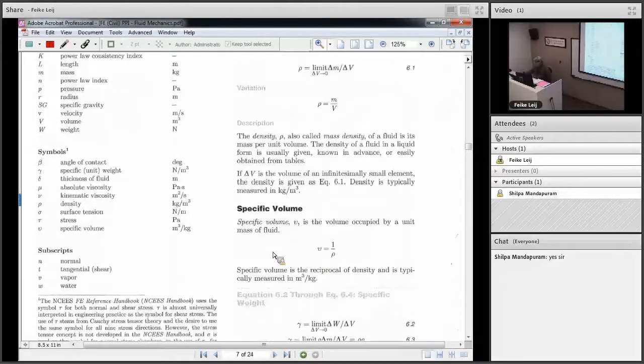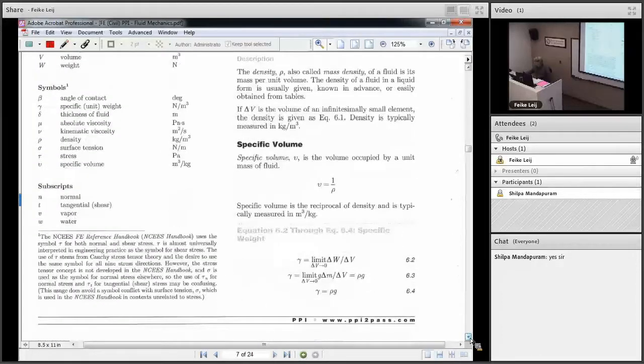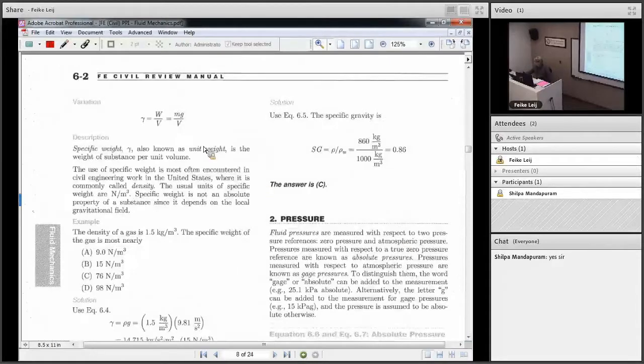Especially for gases, we may use the specific volume, the inverse of the density, the volume that's occupied by a unit mass of the gas. And that's of interest because gases expand, can take up a large volume. Probably the more important variable is the specific weight. Yeah, the weight density in a way, for which we use the Greek symbol gamma. And the weight is related to the density using the gravitational acceleration, rho times g.